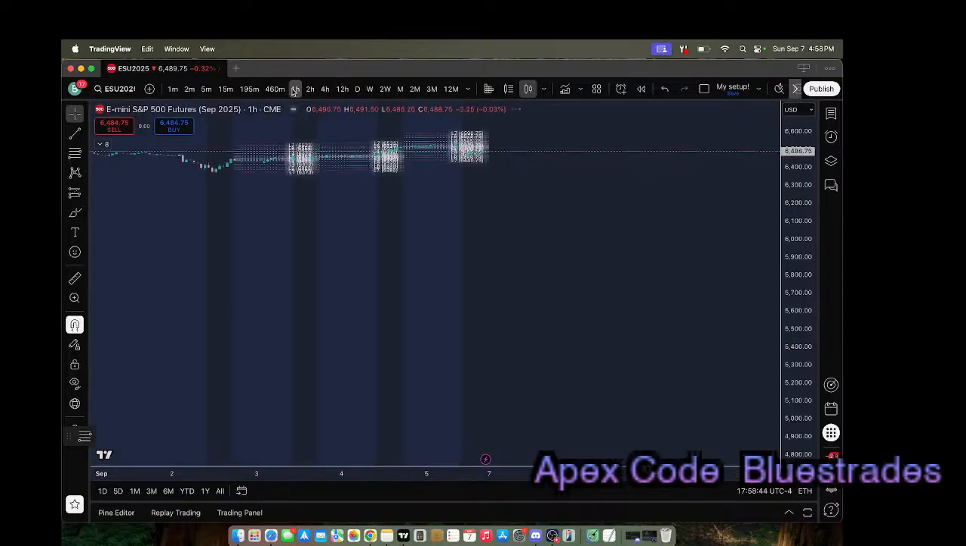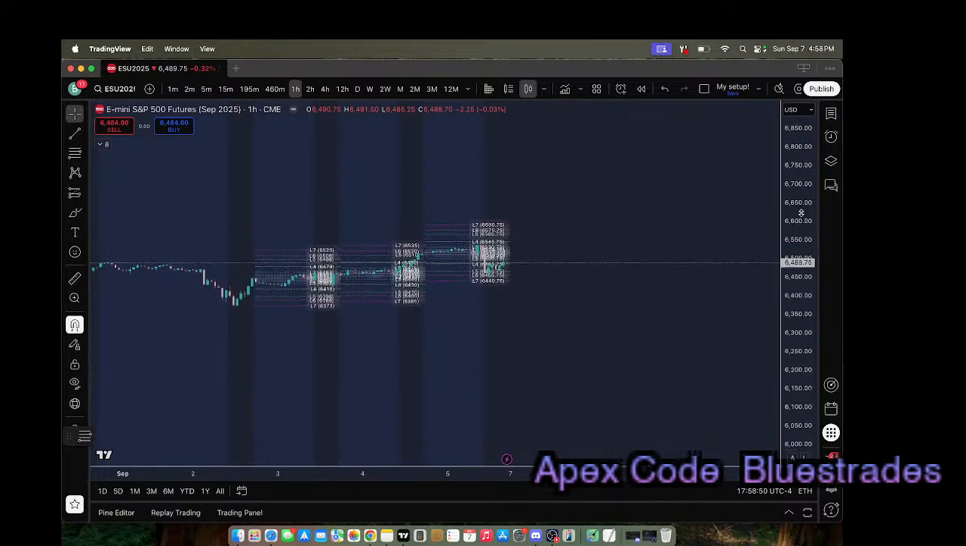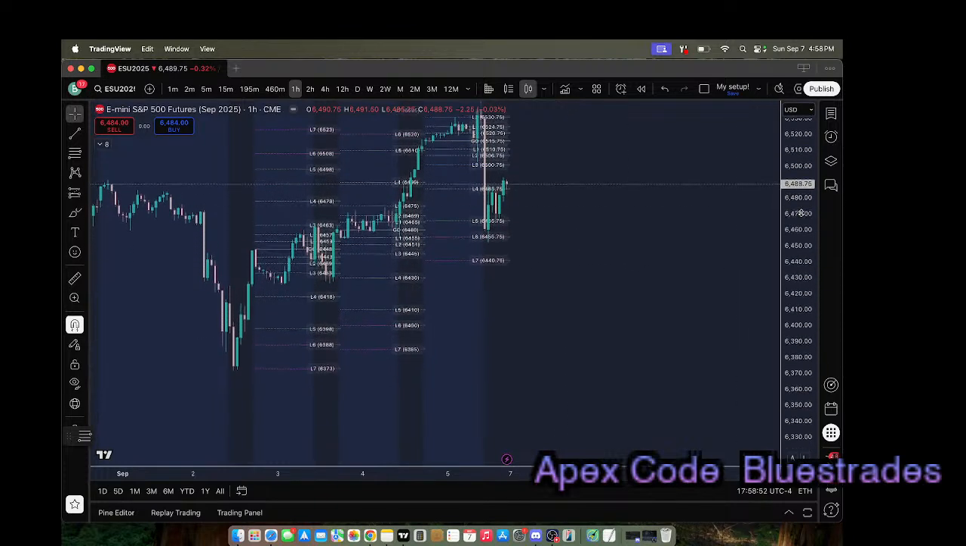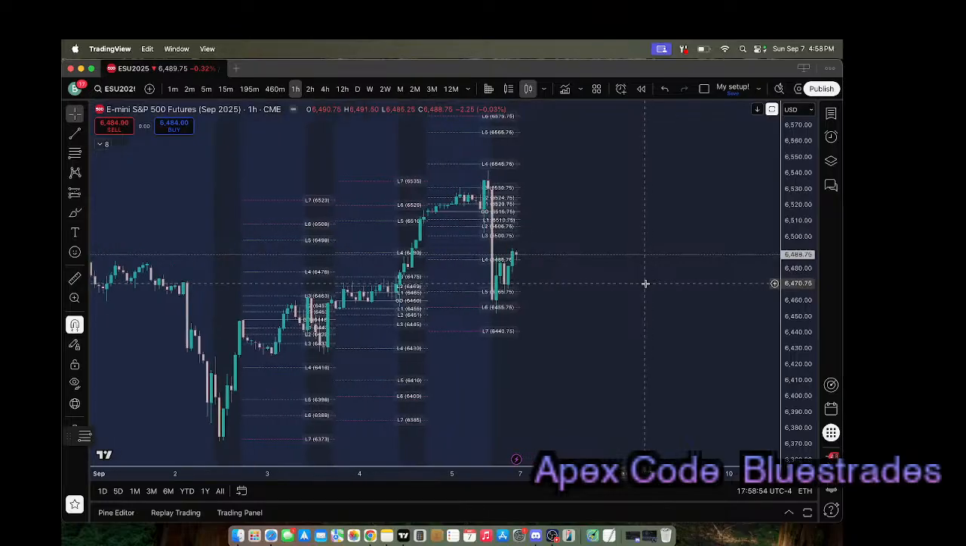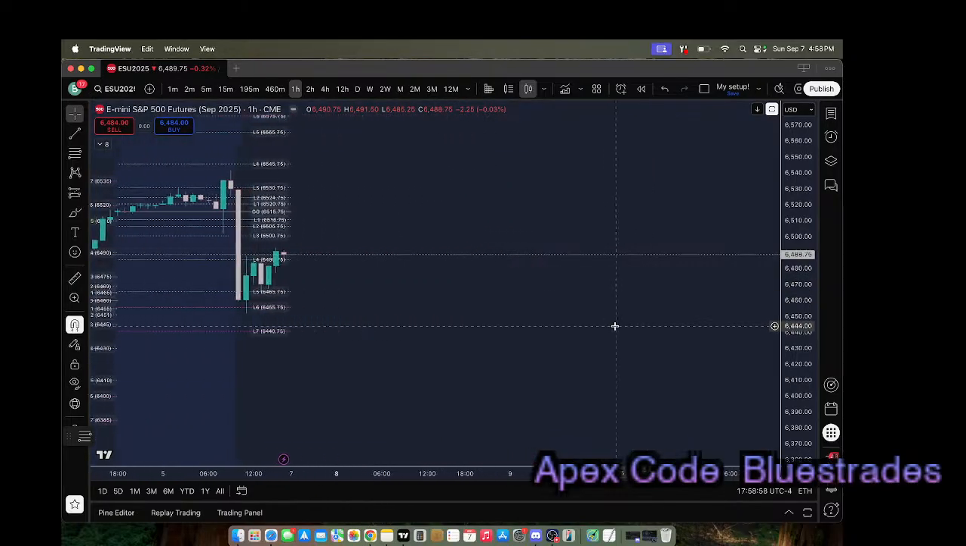I'll probably have to go down to a smaller time frame. You can see here, let me zoom in. You can kind of see it from Friday's session. Let me zoom in here some more. So it basically gives all these levels.